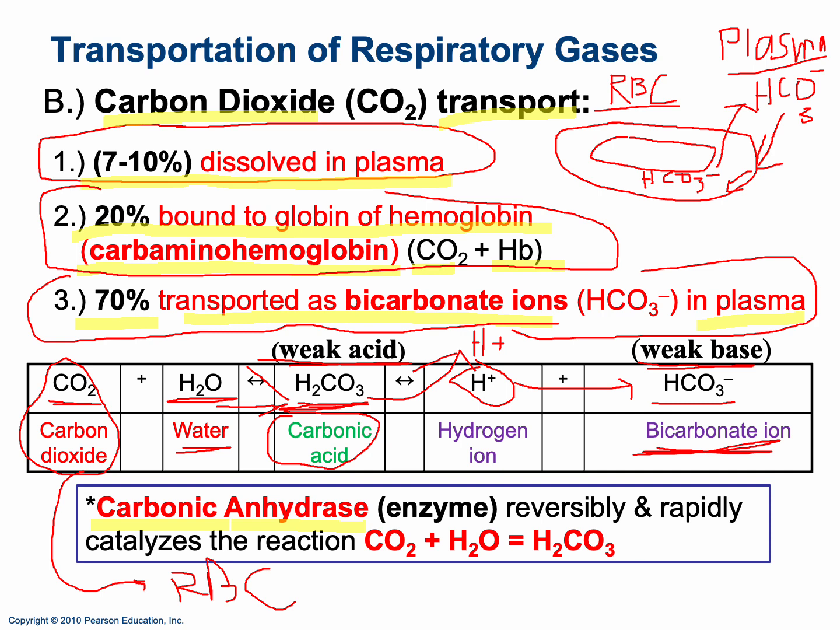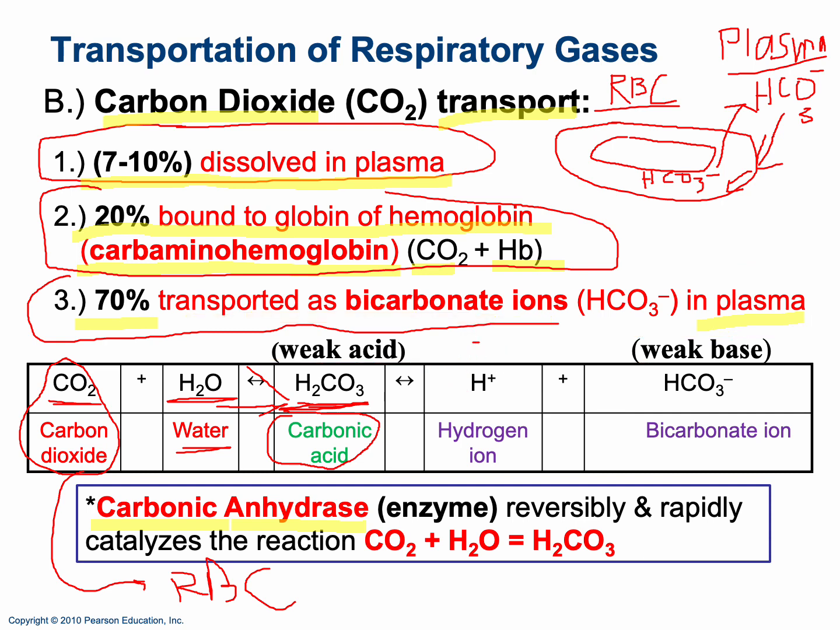So I'll erase this and show you here once again. We started with CO2 and we had to form bicarbonate, but now we're going to do this totally in reverse. All right, so now we have our bicarbonate, and we're on the red blood cell. We need to turn the bicarbonate back into a weak acid, carbonic acid.